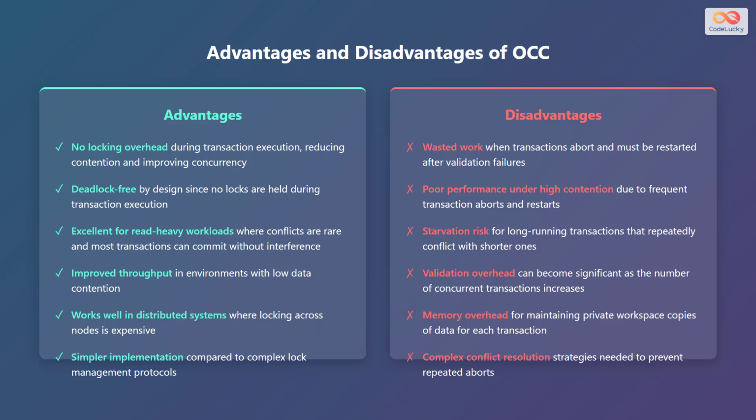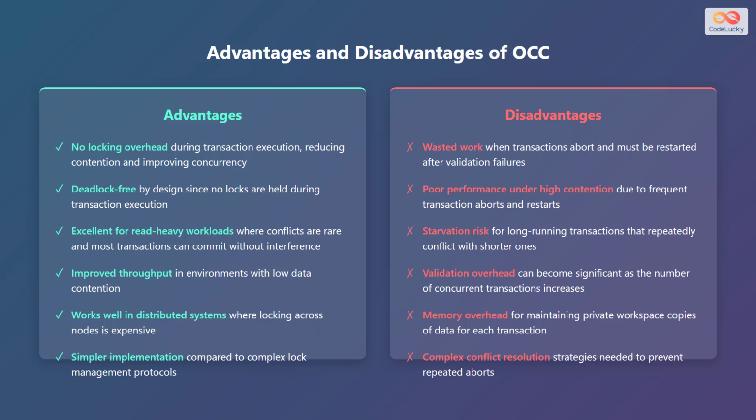Now, let's weigh the advantages and disadvantages of optimistic concurrency control. Some advantages are as follows. There is no locking overhead during transaction execution, reducing contention and improving concurrency. It is deadlock-free by design since no locks are held during transaction execution. It is excellent for read-heavy workloads where conflicts are rare and most transactions can commit without interference. It provides improved throughput in environments with low data contention. It works well in distributed systems where locking across nodes is expensive. It provides simpler implementation compared to complex lock management protocols.